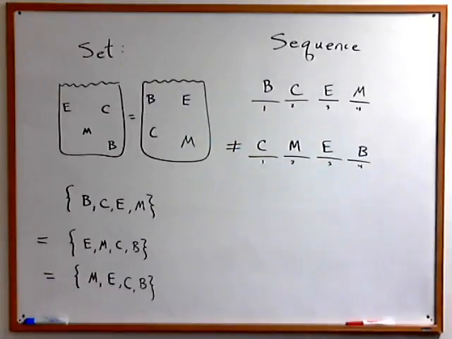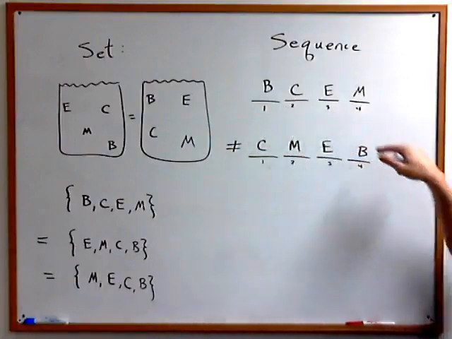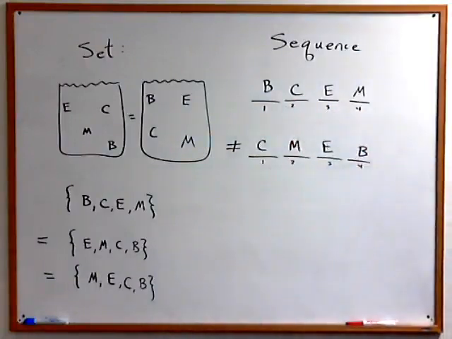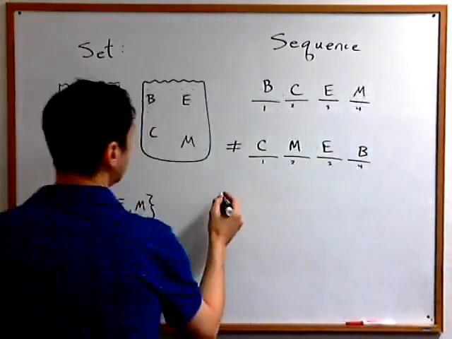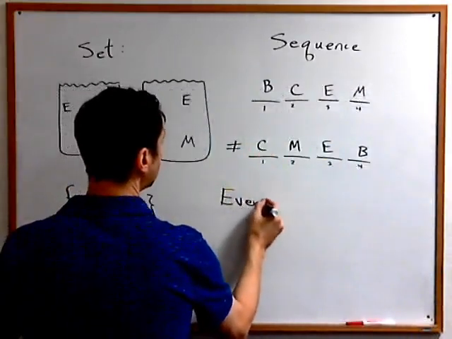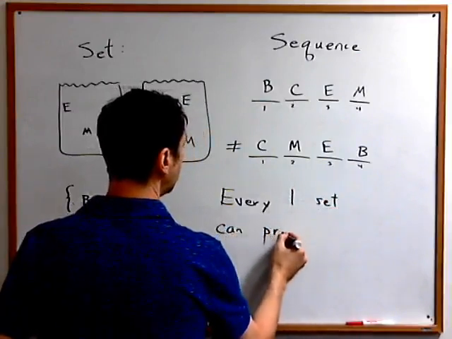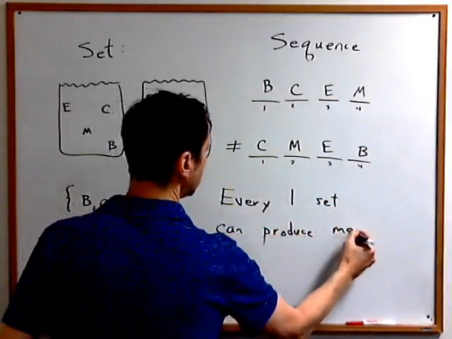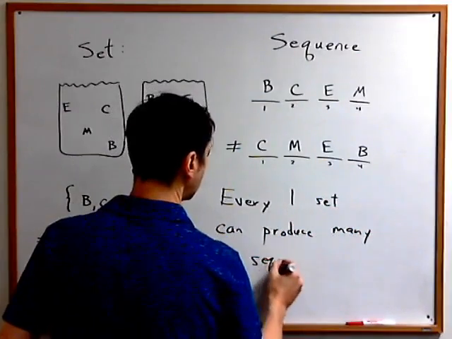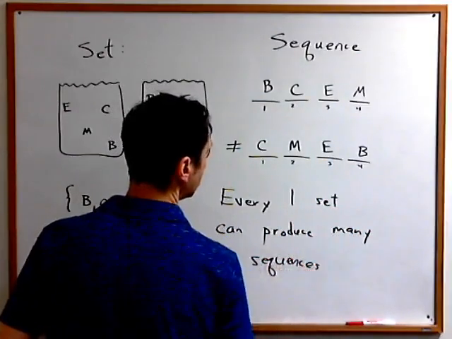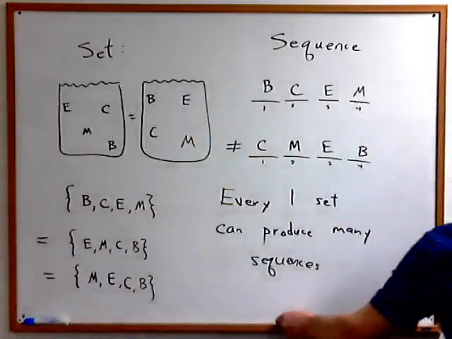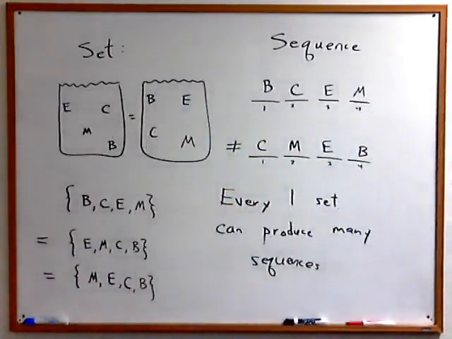So we usually represent that by drawing blanks without commas in between them, but often numbered underneath, first, second, third, fourth, etc. So I'm sure you can see here that every one set can produce many sequences. So that distinction needs to be clear before we move on with the combinatorics lecture.